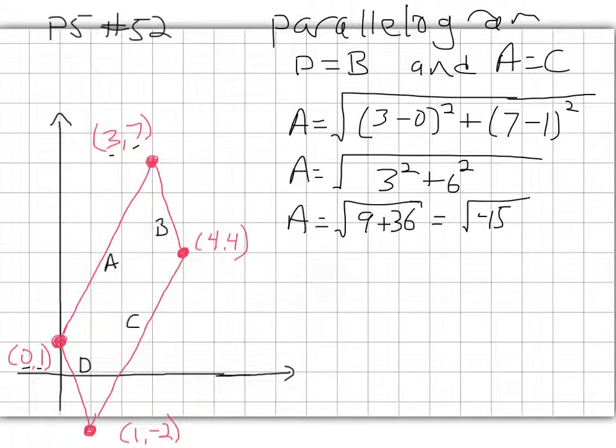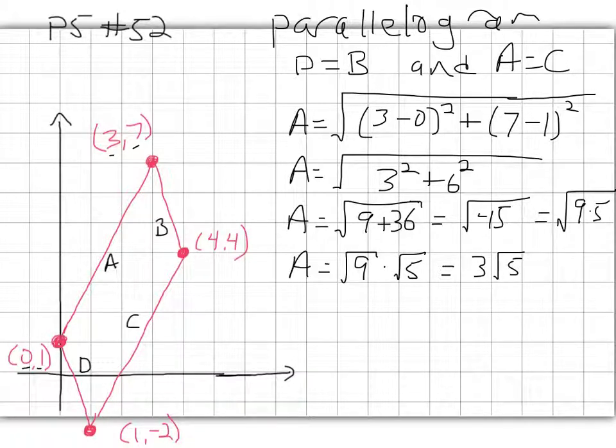Now, if we look at this, square root of 45, 45 is 9 times 5, which we can break into the square root of 9 times the square root of 5, which is kind of nice because the square root of 9 is 3. So A is equal to 3 times the square root of 5.